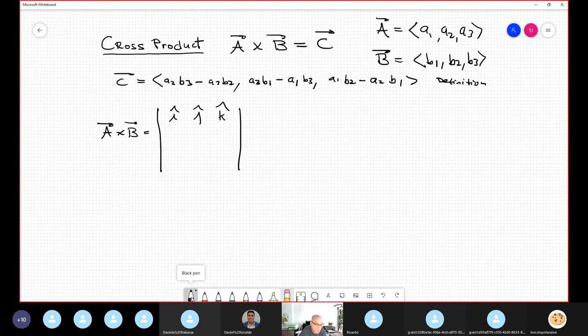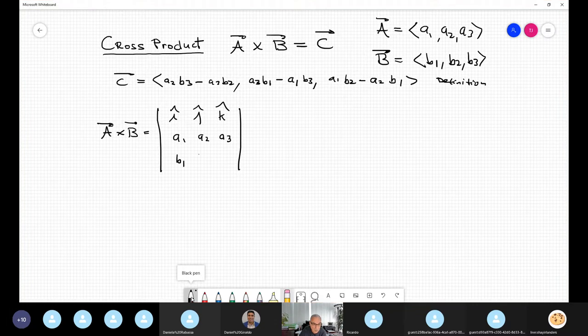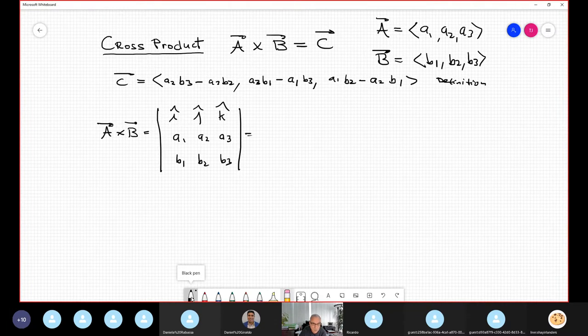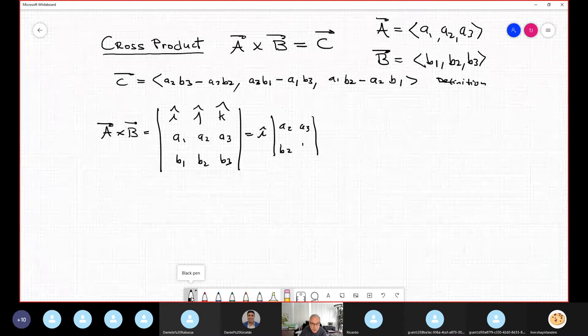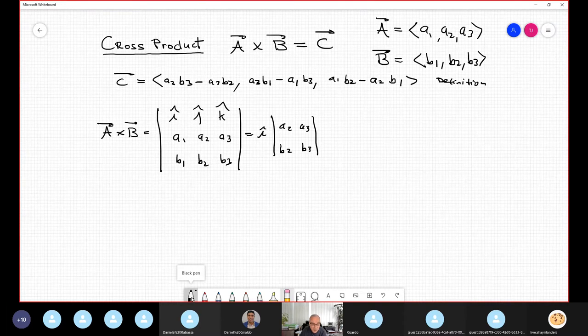And you copy here A1, A2, A3, B1, B2, B3. And you span this. Okay, let's do it quickly. For example, you expand using the first row, the vector I, and the minor associate or the cofactor associate is A2, A3, B2, B3. It is the number that you obtain when you delete mentally this row and this column, no?